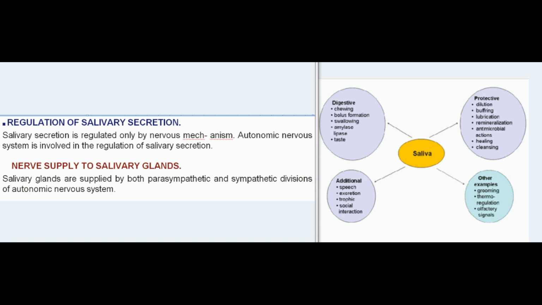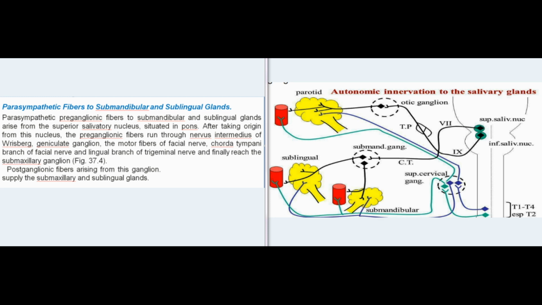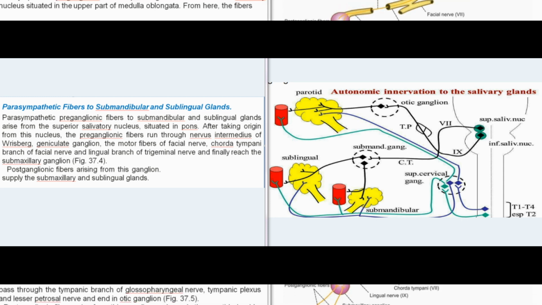Nerve supply to salivary glands. Salivary glands are supplied by both parasympathetic and sympathetic divisions of autonomic nervous system. Parasympathetic fibers. Parasympathetic fibers to submandibular and sublingual glands. Parasympathetic preganglionic fibers to submandibular and sublingual glands arise from the superior salivary nucleus, situated in pons. After taking origin from this nucleus, the preganglionic fibers run through nervus intermedius of Wrisberg, geniculate ganglion, the motor fibers of facial nerve, chorda tympani branch of facial nerve and lingual branch of trigeminal nerve, and finally reach the submaxillary ganglion, Fig 37.4. Postganglionic fibers arising from this ganglion supply the submaxillary and sublingual glands.